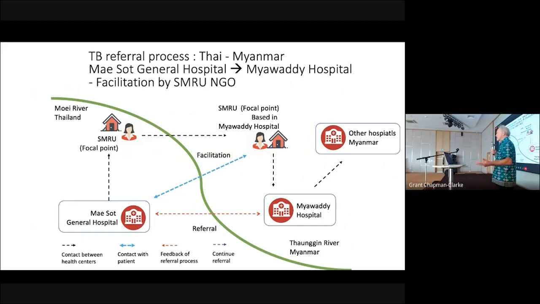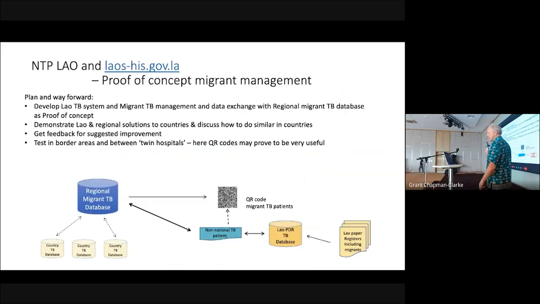So these are the practices as they are today, and the practices that we try to improve and make better through the database. And for the example of Laos again, we have set up a kind of test environment that tested out these different areas, a proof of concept of the migrant management. You see that it goes from the paper register to the Laopedia TB database.